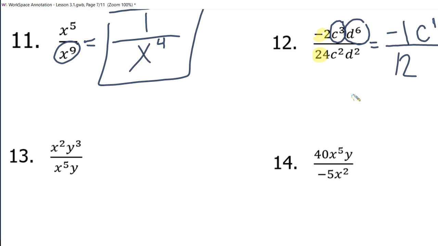You don't need it. And really, do I need this 1 right here? No, I don't need that one either. But I wanted you to see negative 2 over 24 simplified to negative 1/12. Now for my D's, big minus little, what's 6 minus 2? 4. There's our answer. Negative C, D to the 4th, and 12 in the denominator.